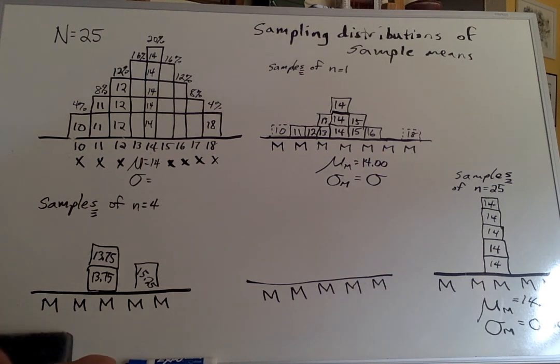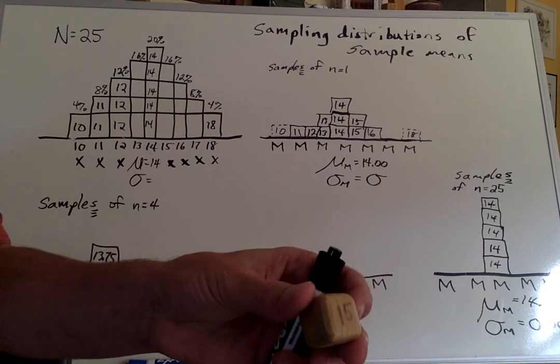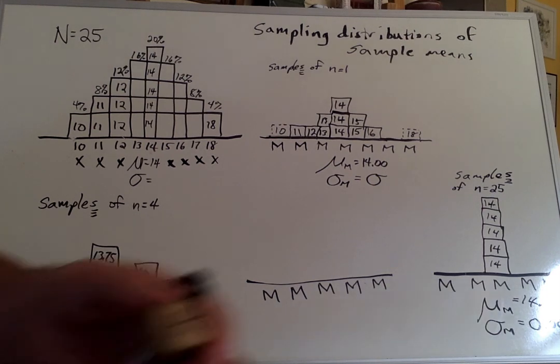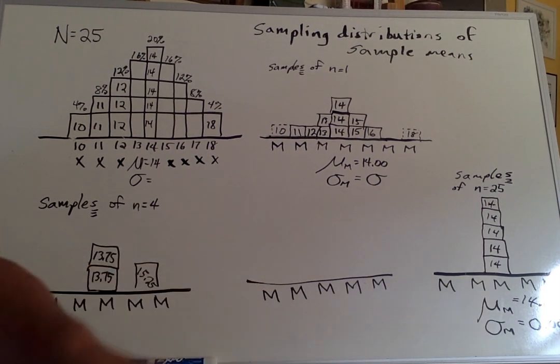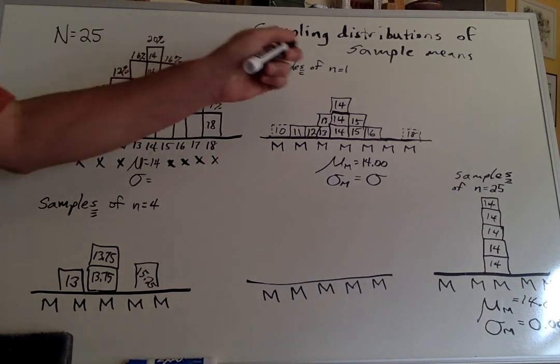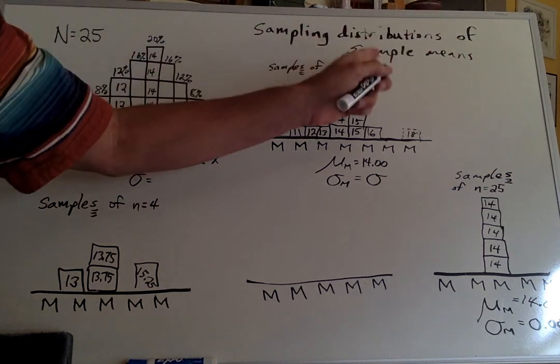Okay. Here we go. 12 plus 15 plus 11 plus 14 equals, divided by 4. So now we have a mean of 13. See what I'm doing here? I'm getting the mean for each of the samples. I'm plotting those means. That's why it's called the sampling distribution of sample means.